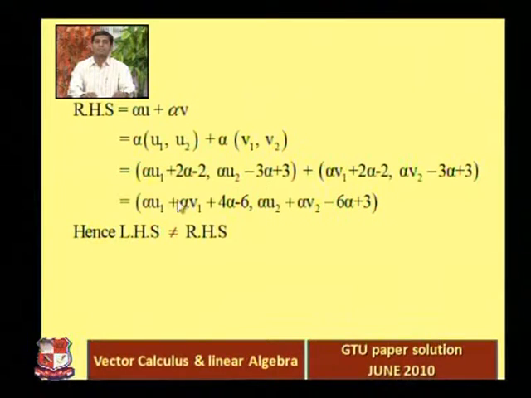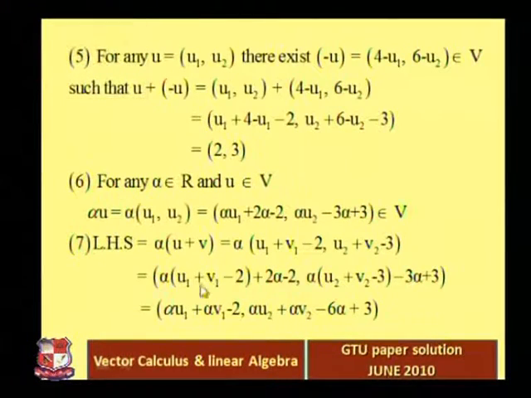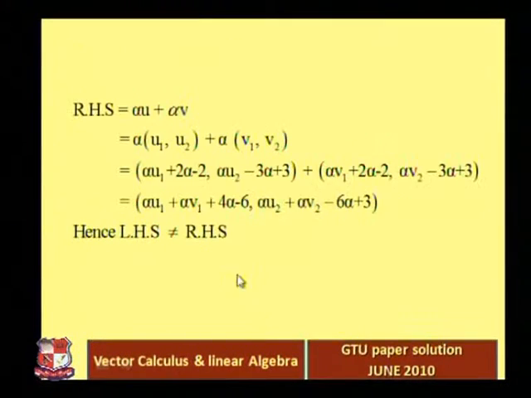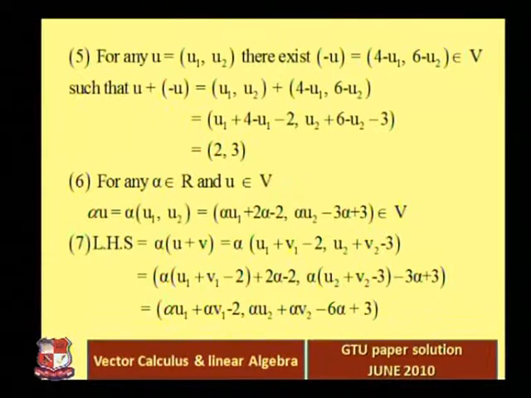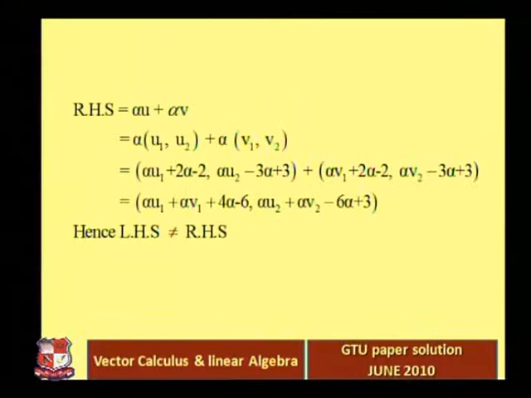So just see, this left hand side part and right hand side part are not the same. What is the left hand side? The first coordinate is alpha u1 plus alpha v1 minus 2, and here the first coordinate is alpha u1 plus alpha v1 plus 4 alpha minus 6. So clearly the left hand side is not equal to the right hand side. So definitely this distributive law condition is not satisfied for it to be a vector space. So that's why the given set is not a vector space. You can write down: the given set is not a vector space. Okay.